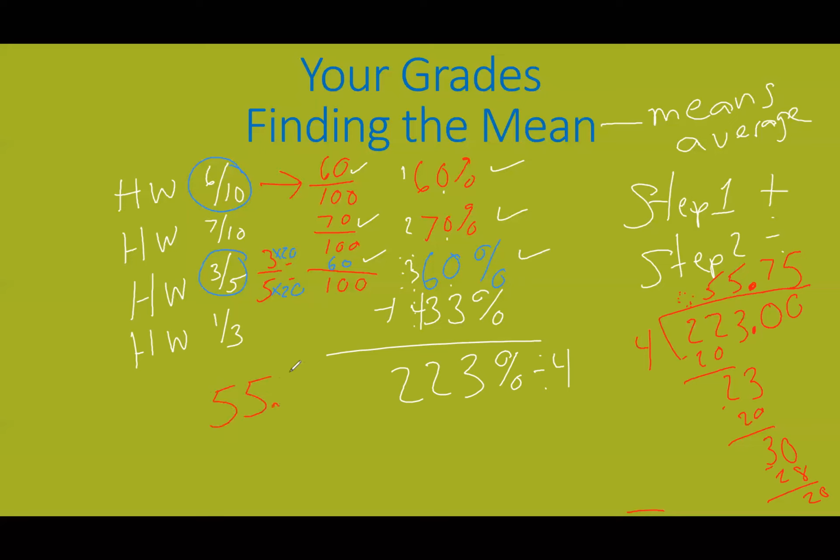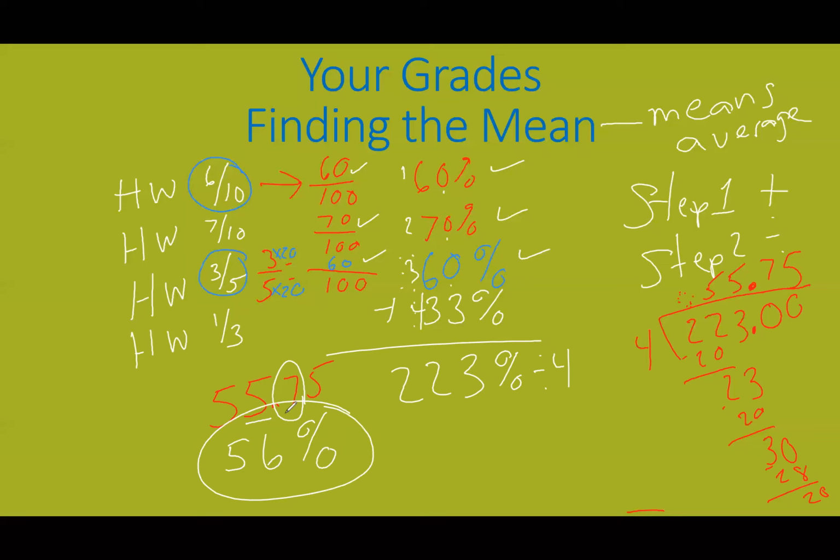We're not going to say I have 55.75%. We're going to round it. And look, that says to move that place value up. It's going to move up to 56%. So what does that tell you?